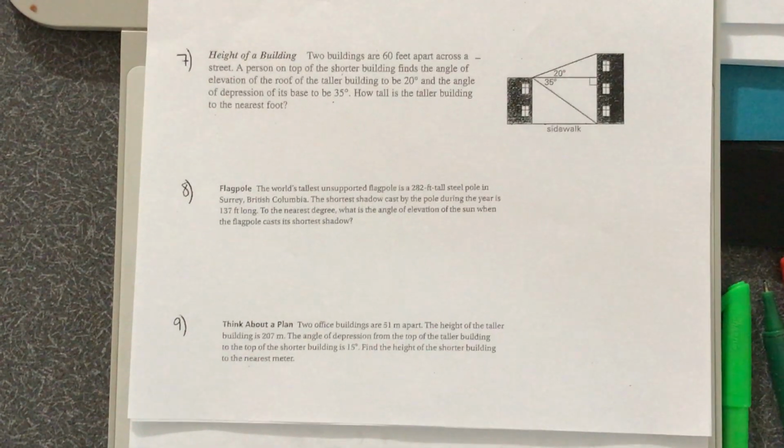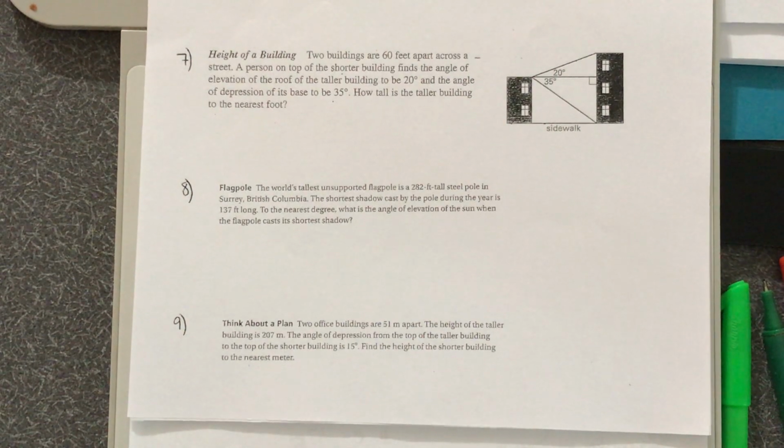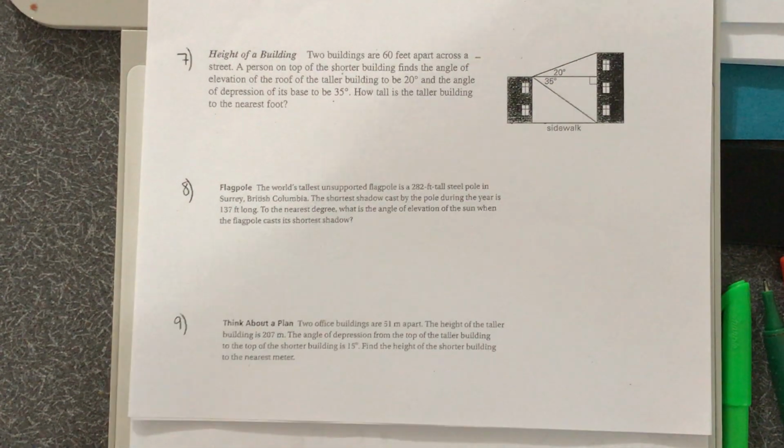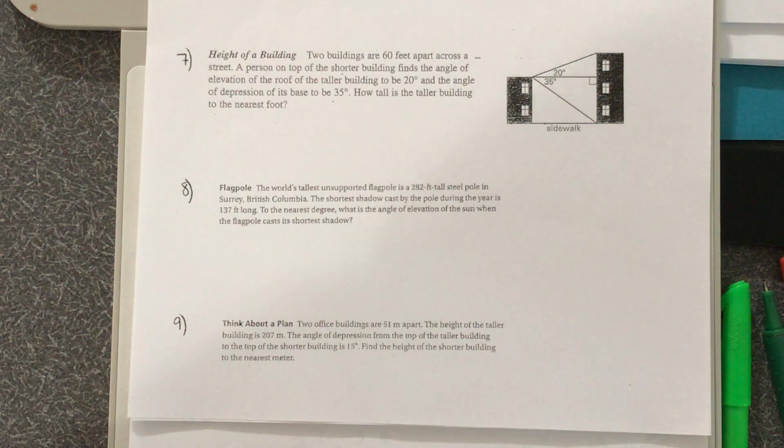So let's see how we did with the practice. In number 7, it says 2 buildings are 60 feet apart across the street. A person on top of the shorter building finds the angle of elevation of the roof of the taller building to be 20 degrees and the angle of depression of its base to be 35 degrees. How tall is the taller building to the nearest foot?